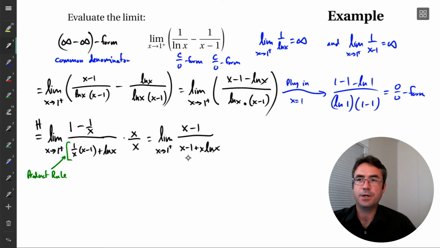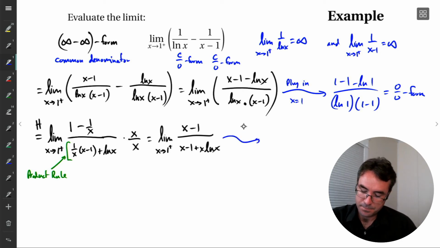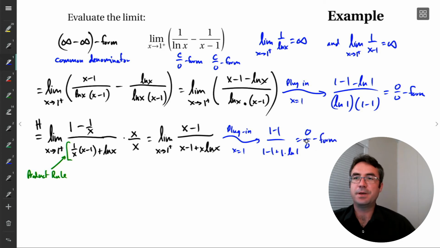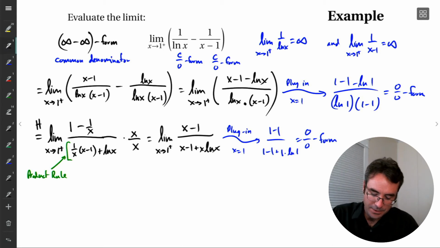Okay. Maybe made it a little nicer. I don't know if it did too much. But let's see what happens now. So we have a brand new limit now. We tried simplifying it. Maybe that helped. Let's plug 1 in and see where we are. Well, when we do that, we get 1 minus 1 over 1 minus 1 plus 1 times natural log 1. It's another 0 over 0 form. So really, we have to do L'Hopital's rule again. So we apply it again.